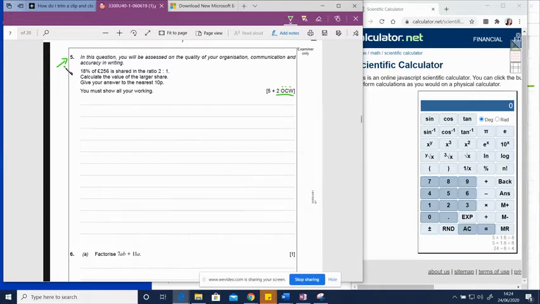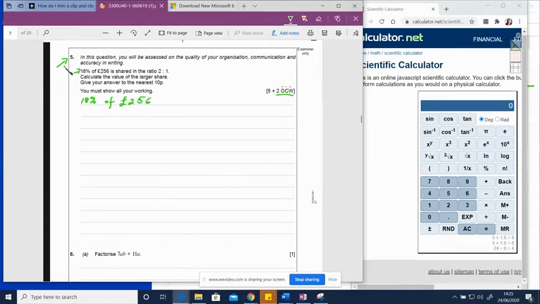So let's look at the question. 18% of 256 is shared in the ratio of 2 to 1. Calculate the value of the largest share and give my answer to the nearest 10p. Well, the first thing I'm going to do is find out what 18% of 256 is. So I have to write that down. 18% of 256.